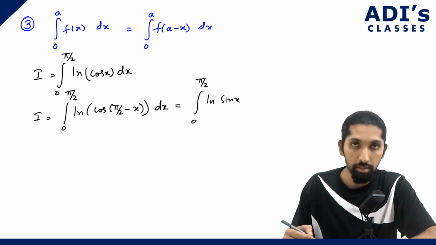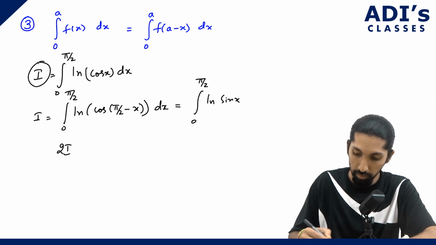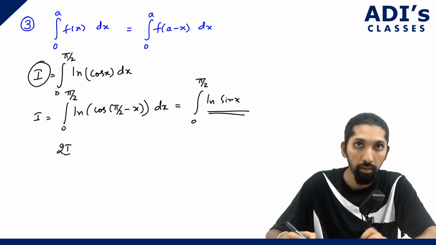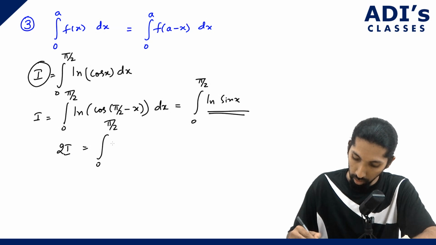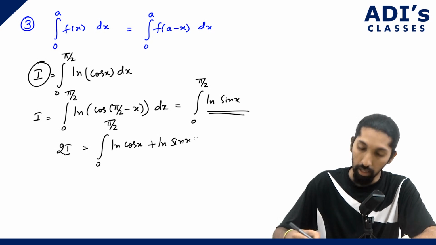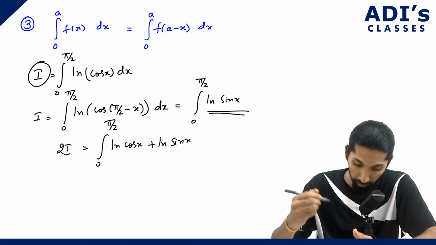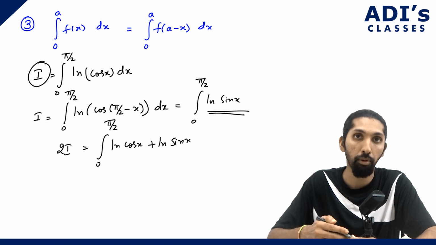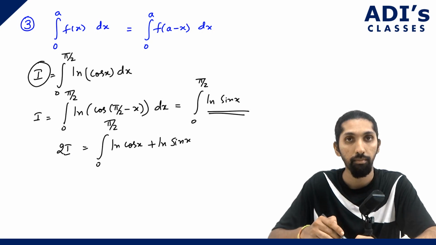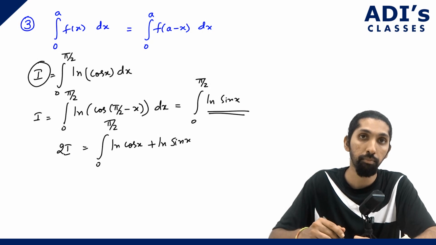Now we can add these two integrals. So we will have 2I, because both are I only. It will be integral from 0 to pi by 2 of log of cos x plus log of sin x. Further, we can simplify and integrate. Understood? I gave you this example to show you how we are going to apply the third property in the problems.